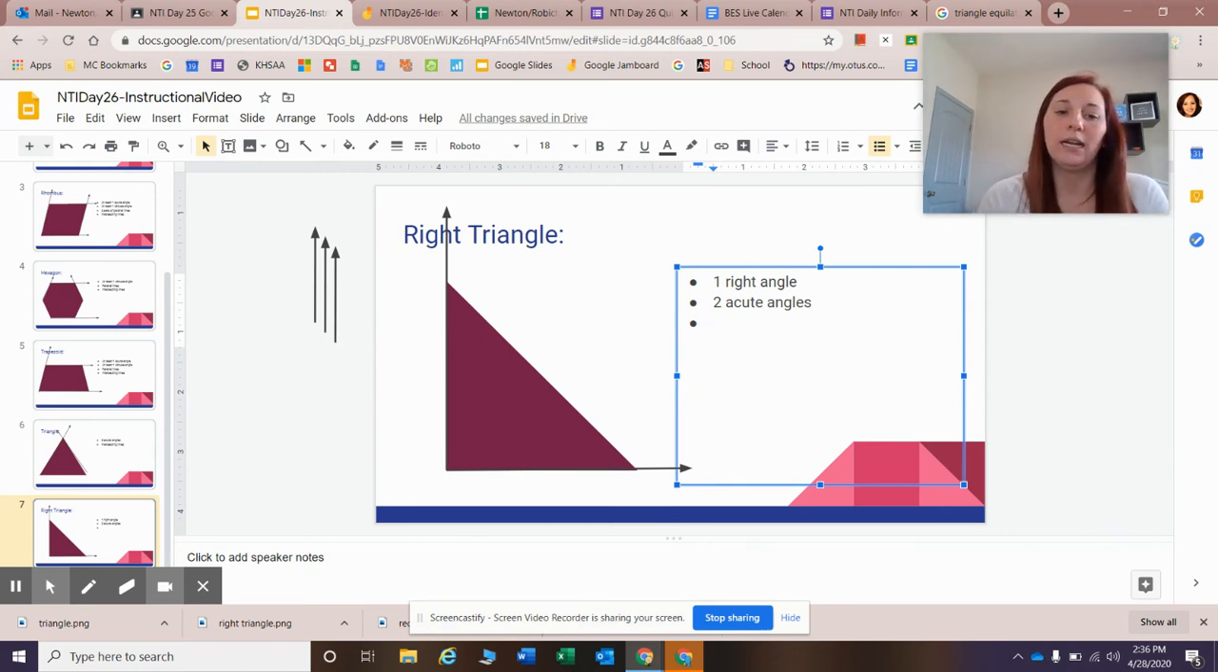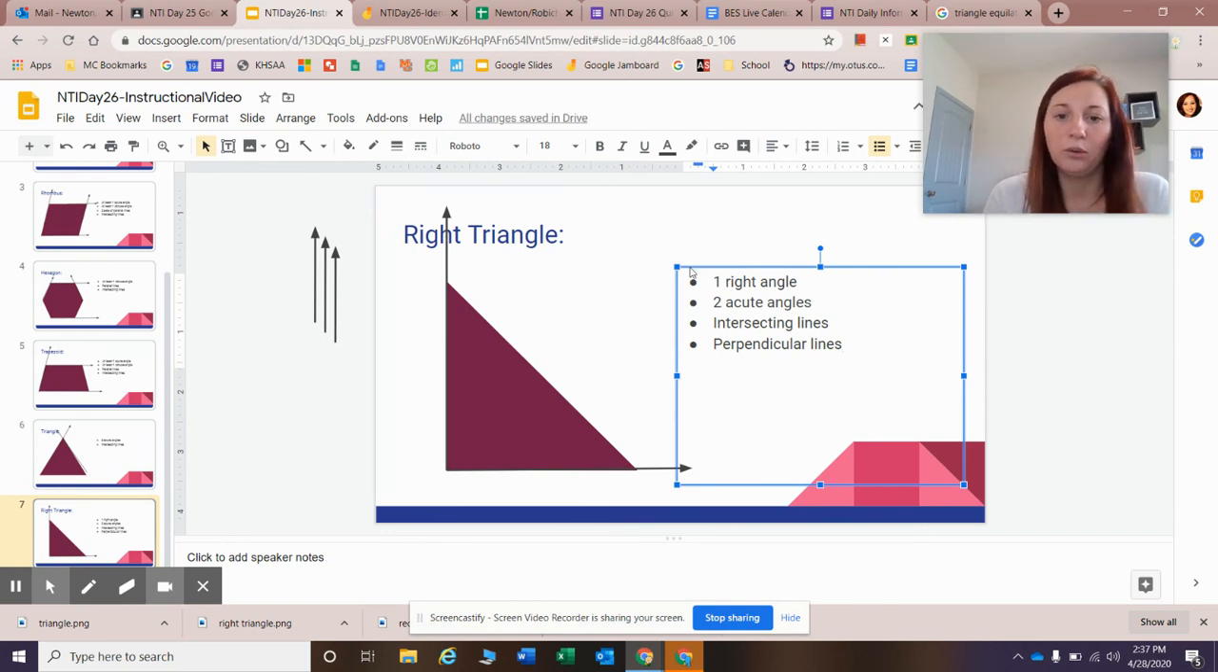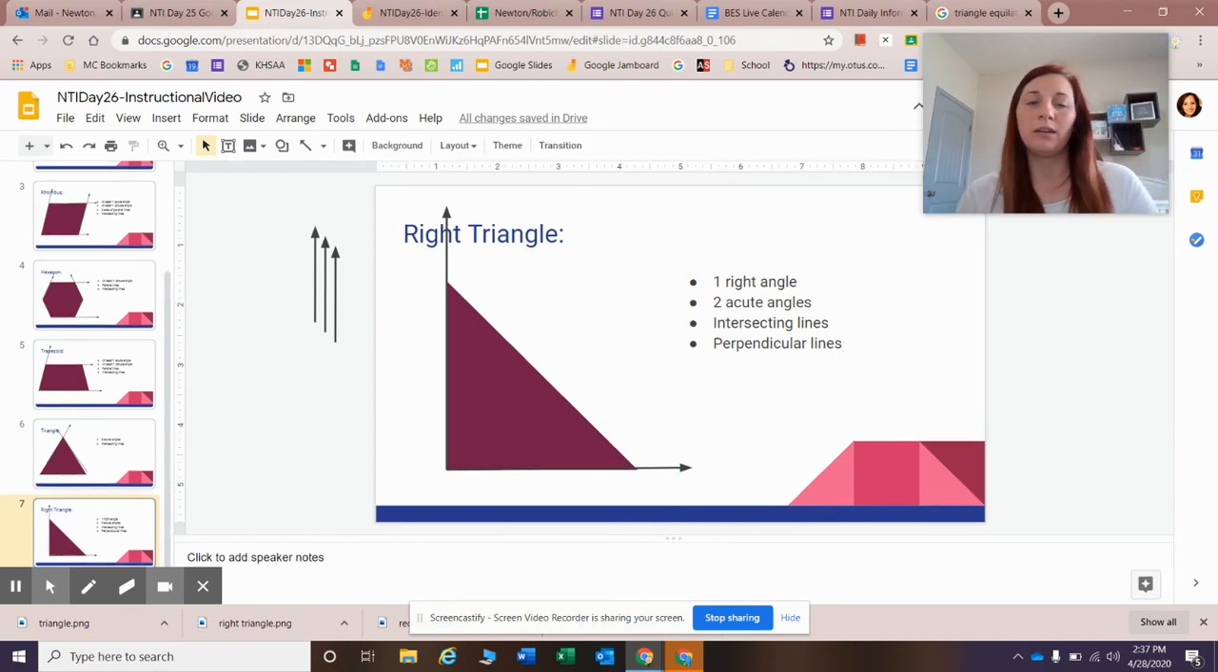Okay, let's move on to lines. Are there any parallel lines? Remember, there aren't parallel lines in a triangle, so we wouldn't write that in. Intersecting lines. There are definitely intersecting lines. And we know with that right angle comes perpendicular lines. And those would be my 4 attributes when it comes to angles and lines that I would write for a right triangle.